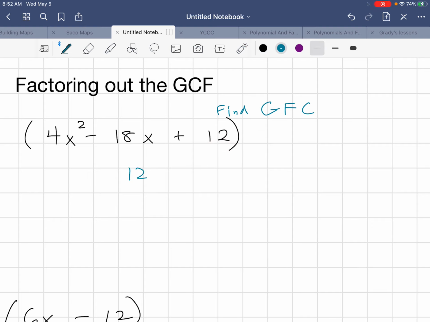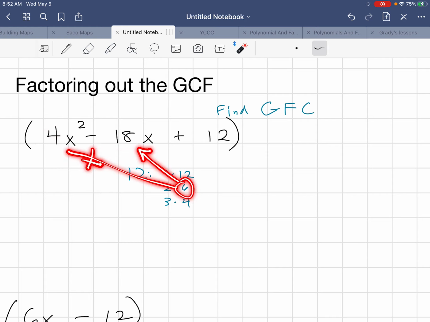Okay, so if I look at 12, I have 1 times 12, I have 2 times 6, or I have 3 times 4. Now, really, I have 2 other numbers to check here, and I can see that 4 goes into 4, but 4 does not go into 18. I can see that 6 goes into 18, but 6 does not go into 4. So I know those are not my greatest common factors. How about 3? Does 3 go into 4? No, it does not. So I can stop there.